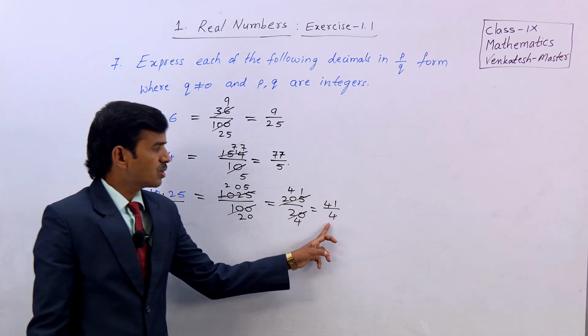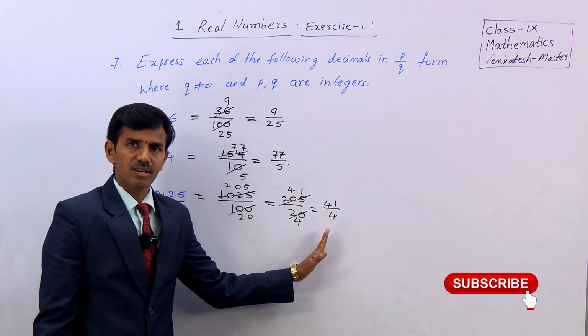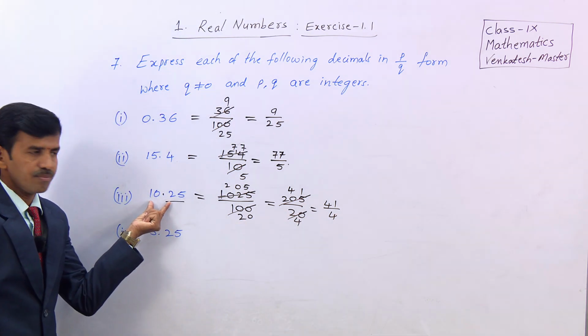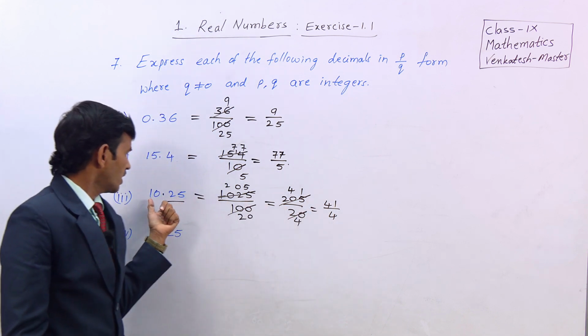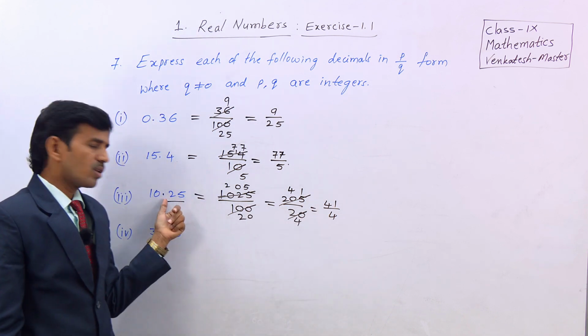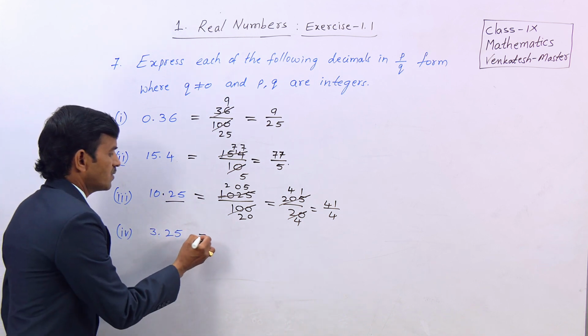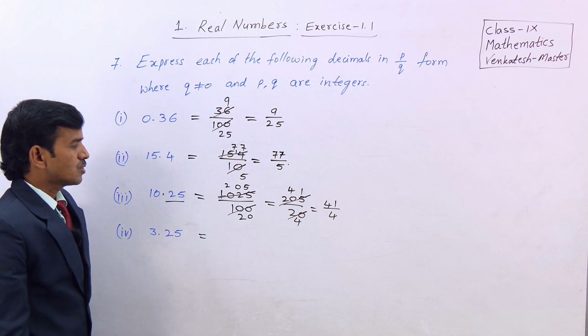If you have any doubt whether you have done correctly or not, we can also divide this in order to get the decimal. 4 10s are 40, 10 point 1 if you divide, what will we get? 25. So we will get 10.25. In this way we can also cross check our solution.